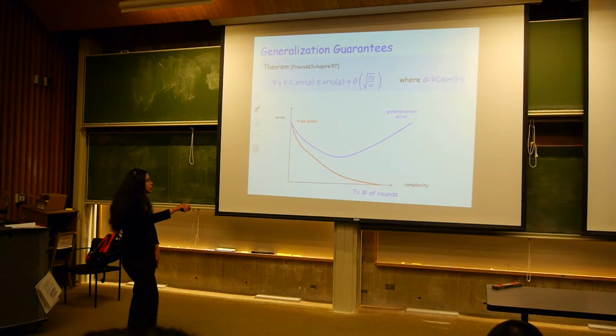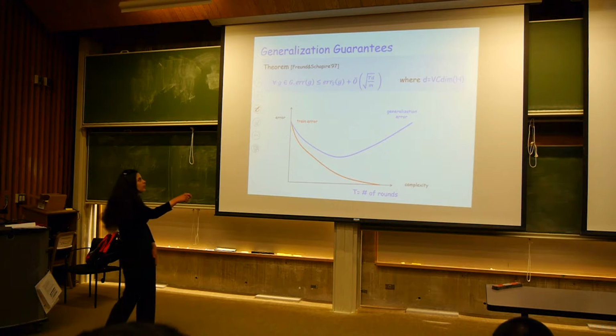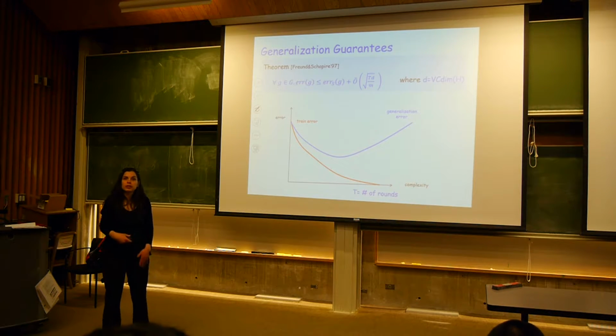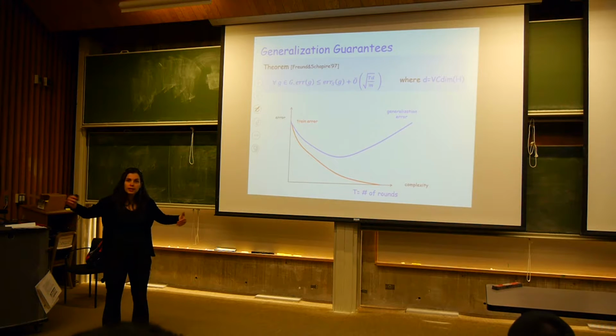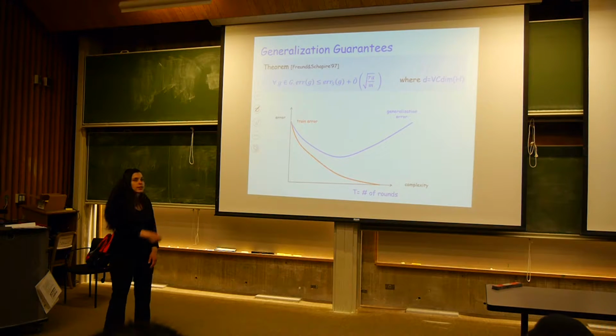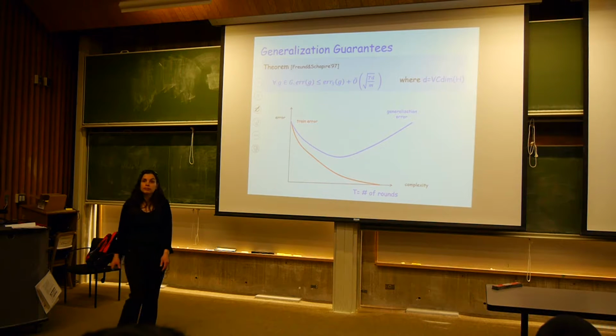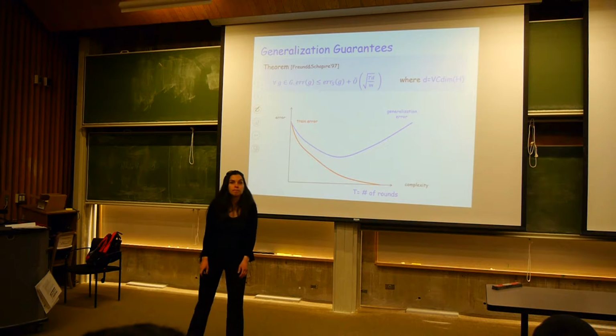So there will be a sweet spot, but after that sweet spot the classifiers become way too complex, and the complexity term is going to start dominating, and so we might expect that we start overfitting. This is what we expect.